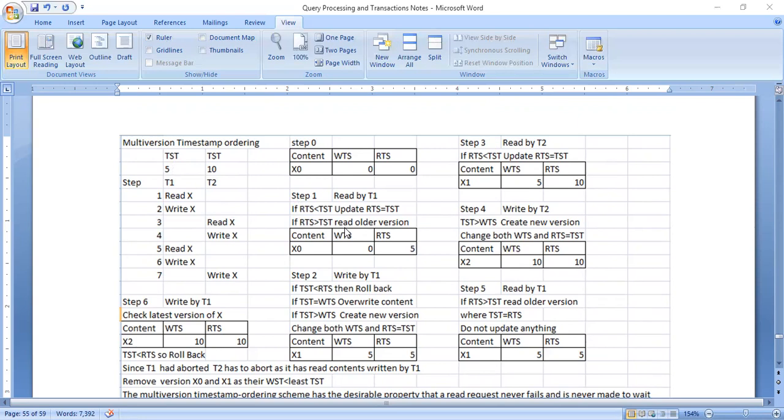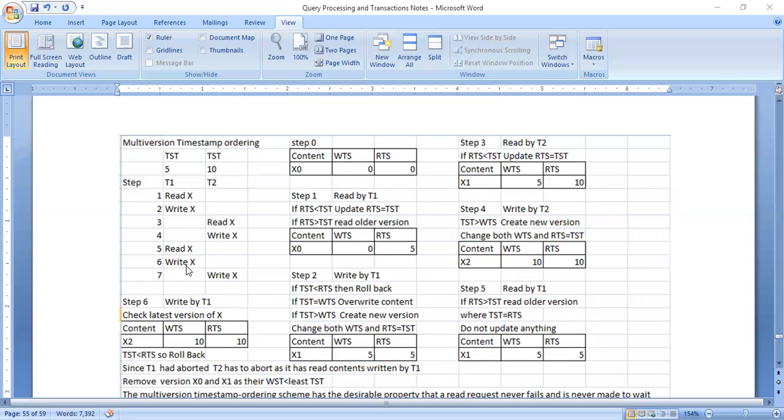So what this transaction does, it reads an older version of X. Which older version? The one where RTS was equal to TS. So RTS is equal to TS at this particular place. It reads X1 5 5. Here it reads X1 and keeps the values of WTS and RTS as 5 and 5, and it does not update anything. So it reads an older version where TS is equal to RTS.